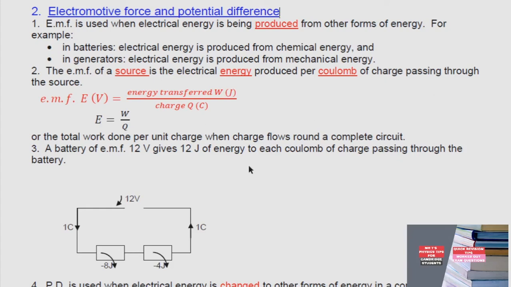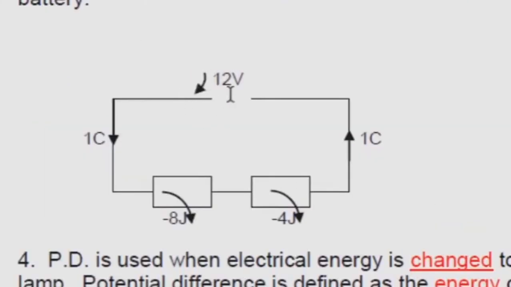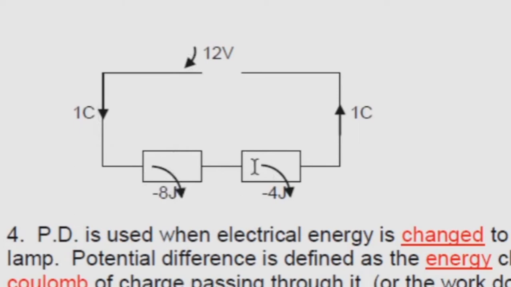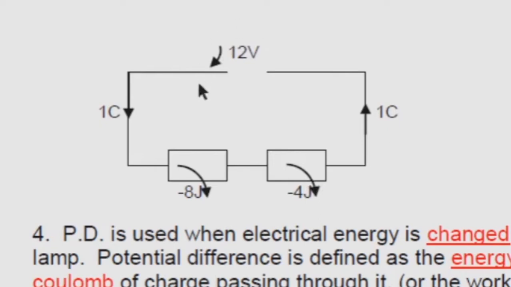The total work done per unit charge when charge flows around a complete circuit is the EMF. A battery of EMF 12 volts gives 12 joules of energy to each coulomb of charge passing through the battery. So we do have that 12 volts passing through. This is the energy that they have per coulomb passing through there, and then we're going to dissipate 8 joules, depicted by minus 8, and then dissipate again 4 joules, and then back again to there, rejuvenated. Come back again, lose the energy, rejuvenated, and so forth until the battery has been depleted.